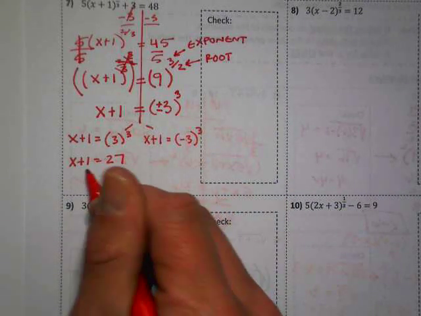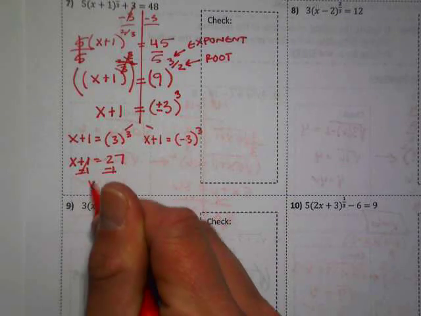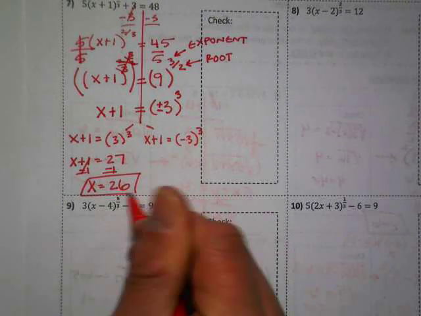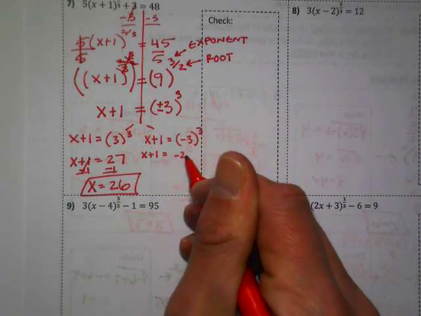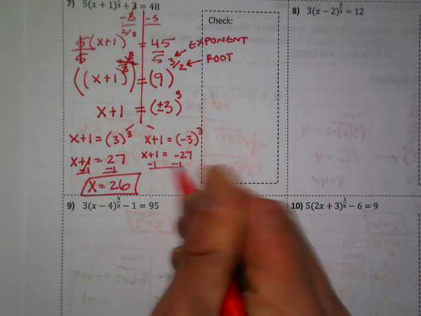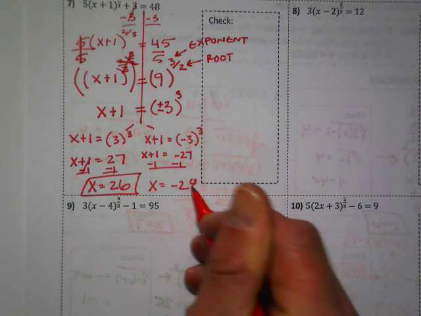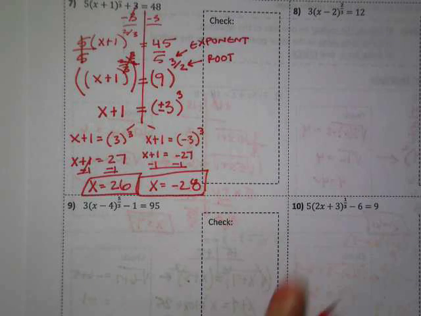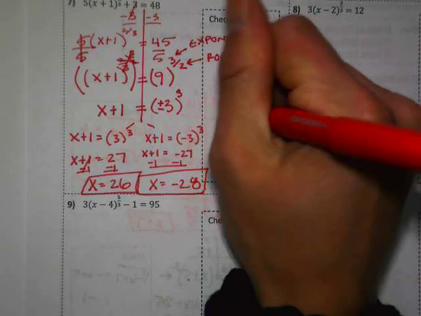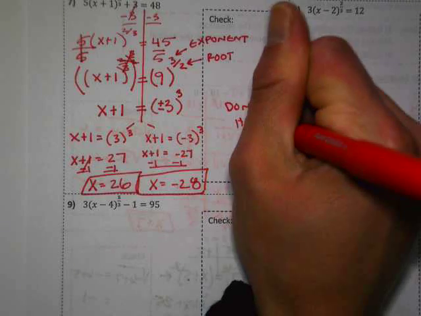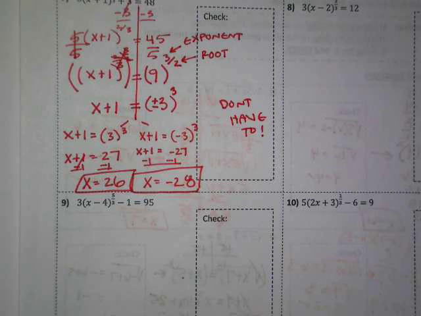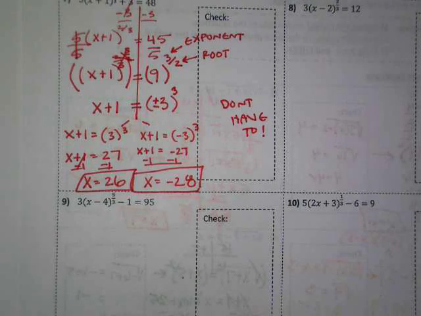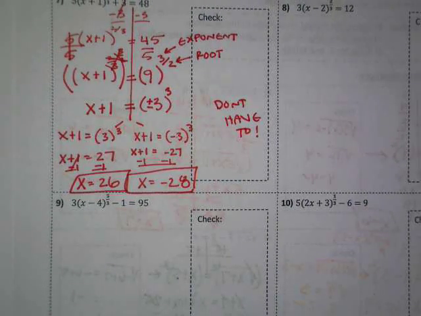27. And what's the next step here to solve for x? Subtract 1. -1, -1. X equals 26. And over here, what is -3 cubed? -27. Okay, and then -1, -1, negative 28. All right, you don't have to check these, because I won't give you one that is going to be a no solution. So I won't be that mean. If y'all can get through this process, I'll be happy. So don't worry about checking them.